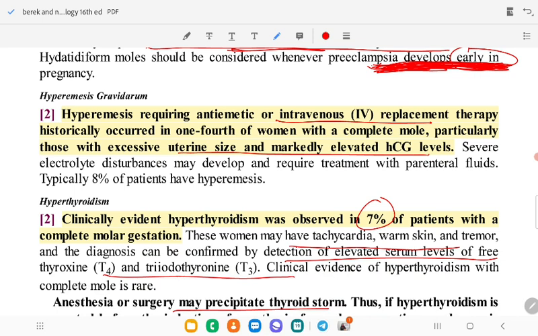They may present with tachycardia, warm skin, and tremor. Diagnosis is confirmed by detection of elevated serum levels of free T4 and T3. Clinical evidence of hyperthyroidism with complete mole is rare.